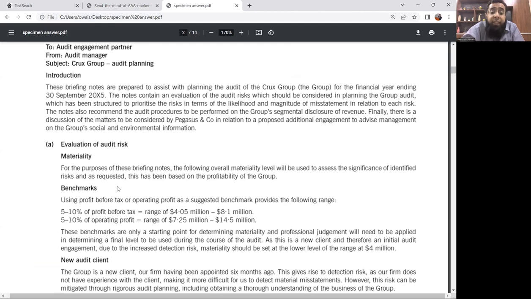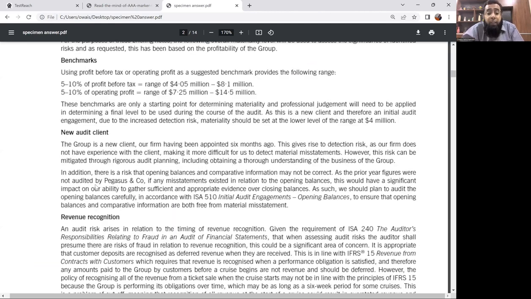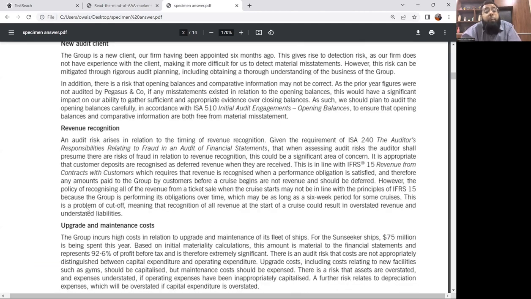How much he is writing on revenue recognition. Okay? Just look at the detail of the point which he is writing and the language and the technicality which he refers. An audit risk arises in relation to the timing of revenue recognition. Given the requirement of ISA 240, the auditor's responsibility relating to fraud in auditing financial statements, that when assessing audit risk, the auditor should presume that there are risks of fraud in relation to revenue recognition.